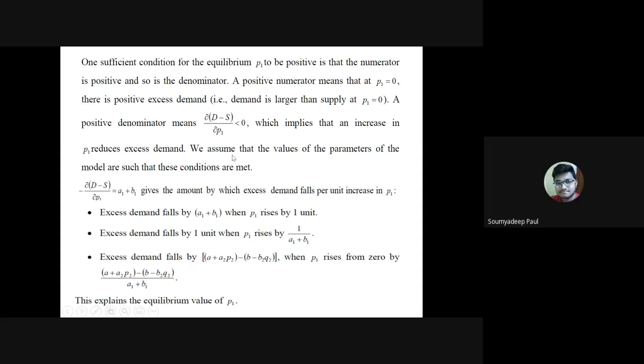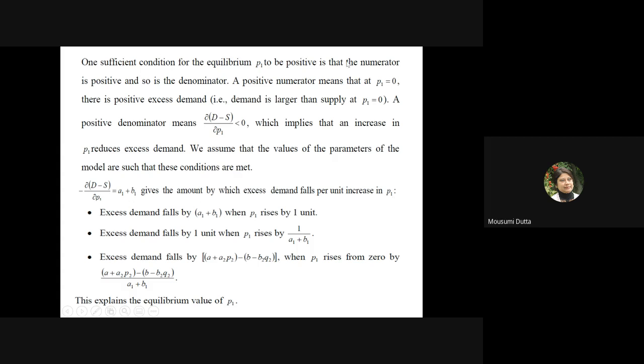We assume that the values of the parameters of the model are such that these conditions are met. So when I am telling that this is the market equilibrium, we are implicitly assuming that the parameters are such that this requirement is met. That is, if price is equal to 0, there is a positive excess demand, and as price starts to increase, the volume of excess demand starts to fall. Okay, next, minus del (D minus S) by del P1 is equal to A1 plus B1 gives the amount by which excess demand falls per unit increase in P1.